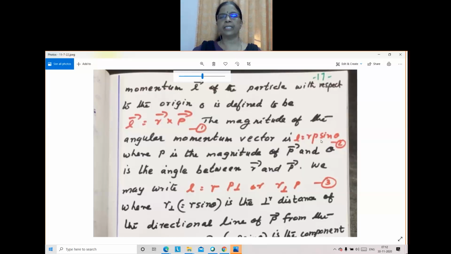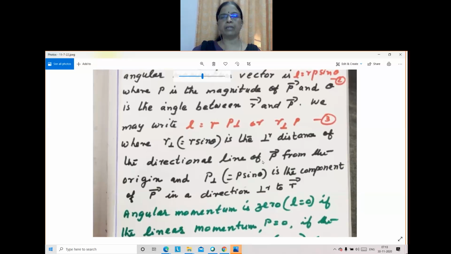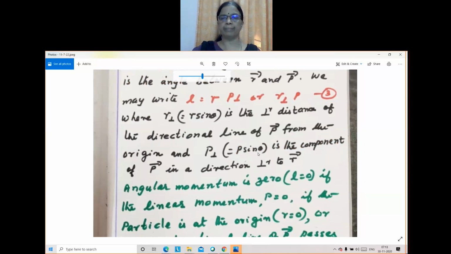The magnitude is rp sin theta. It is a vector quantity, and as a vector, how will you express it? Vector L equals vector r cross p. What is the direction of L? Perpendicular to both r and p. And what is the magnitude of L? L equals rp sin theta. So depending upon the angle between r and p, the angular momentum value will change. It can be written in different forms: L equals r into p perpendicular, or r perpendicular into p. p perpendicular means the perpendicular component of momentum, p sin theta. It is the component of p in a direction perpendicular to r.